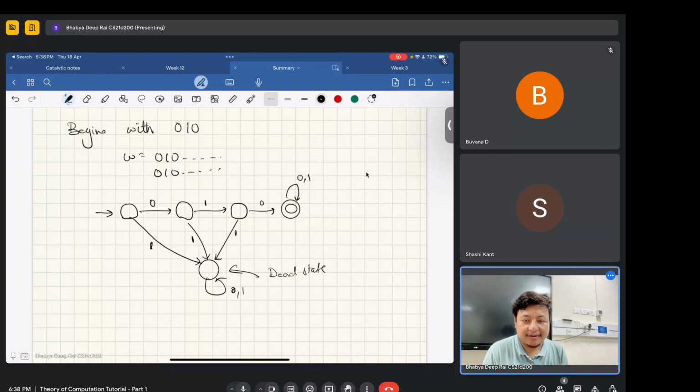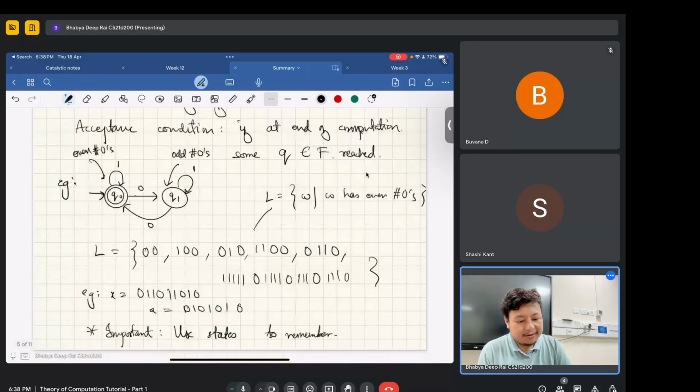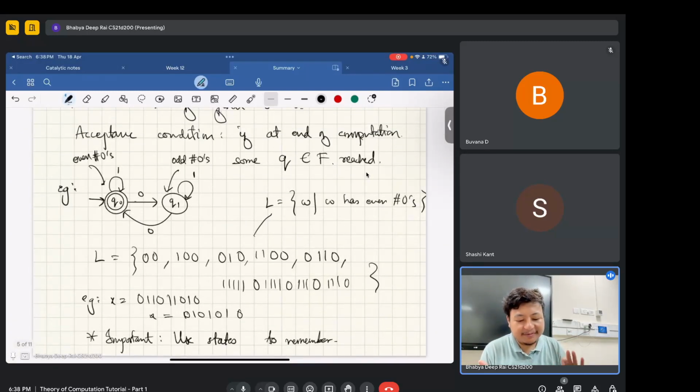This is another example. And another question is, here is a DFA which accepts only those words which have an even number of zeros. What kind of change can I make here so that I'll accept only an odd number of zeros? This is a DFA.